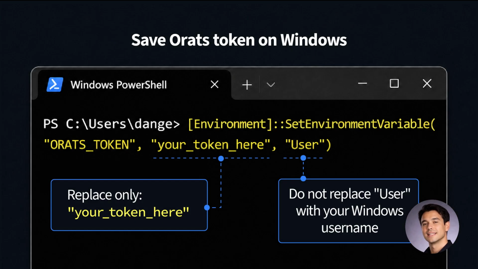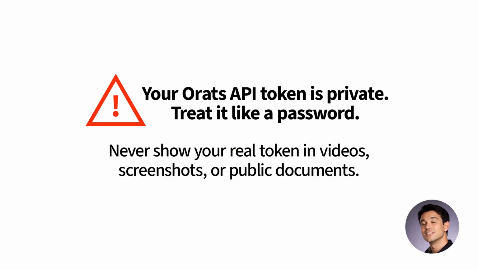Next, add your ORATS API token. Your API token is your private access key. It tells ORATS that your computer is allowed to request ORATS data. Treat your token like a password. Do not show it in screenshots, videos, public documents, or support messages.